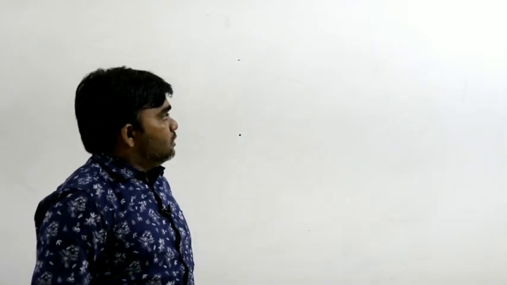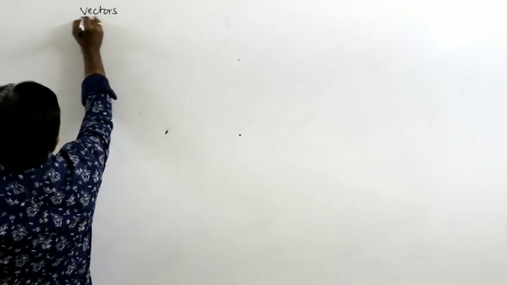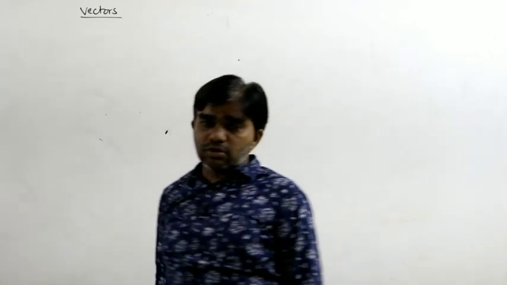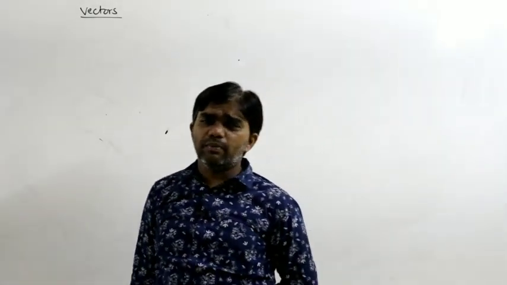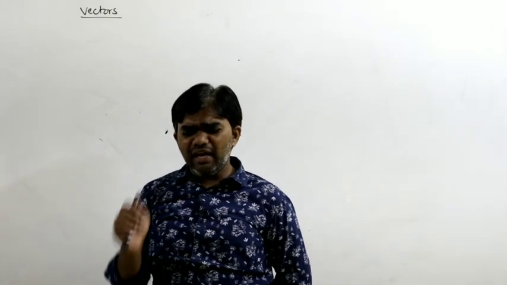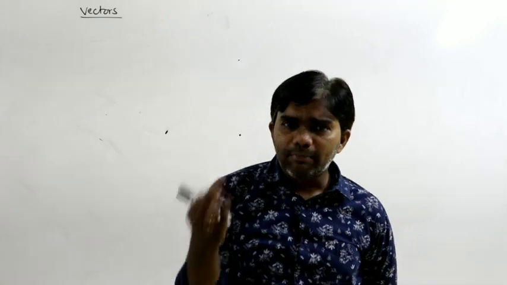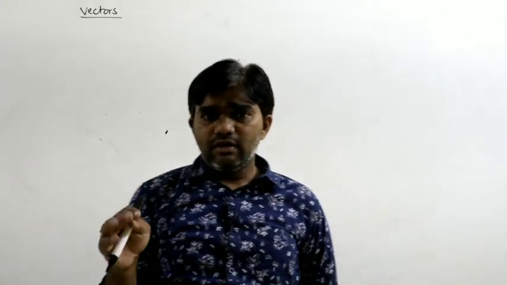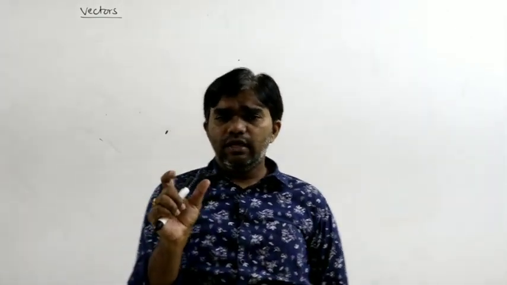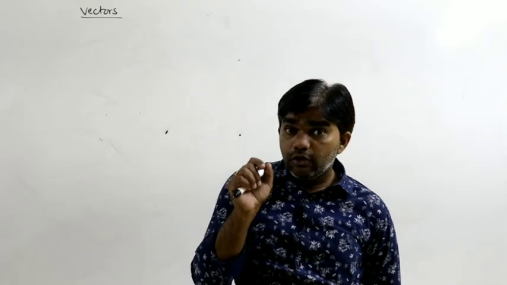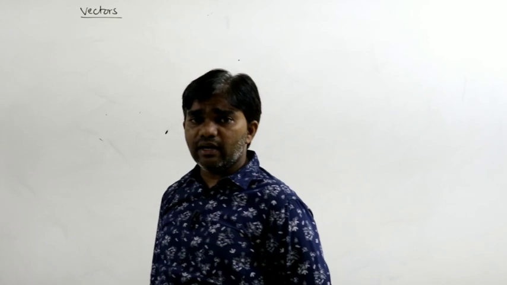So next, we are in the topic vectors. We already discussed the types of vectors: co-terminal, co-initial, coplanar, and so on. The main important ones are parallel vectors, anti-parallel vectors, and perpendicular vectors. One more thing is the unit vector and negative vector.